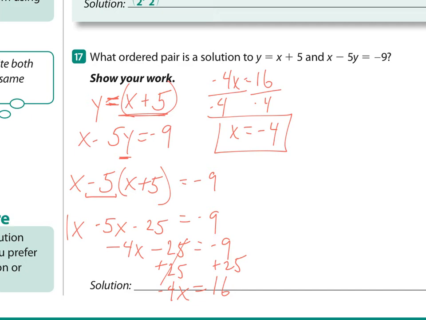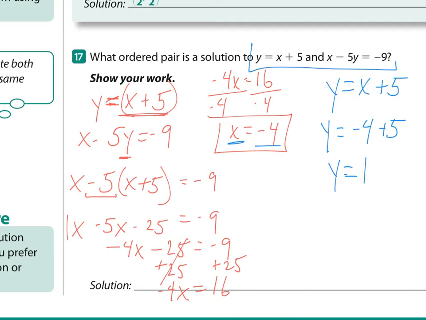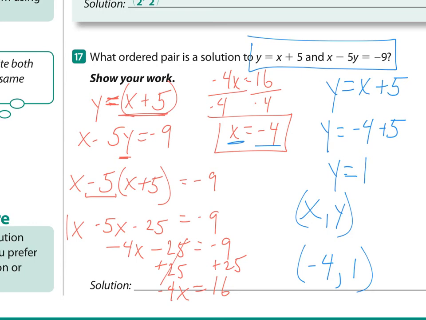Go back to your original equations. So I'll just say y equals x plus 5. I now know x is negative 4. So this says y is the same number as negative 4 plus 5. So y is equal to 1. So what ordered pair is a solution to this system right here? Well, we just figured it out. It's the ordered pair negative 4, 1. Right? Remember, in an ordered pair, x value is listed first, y value is listed second.